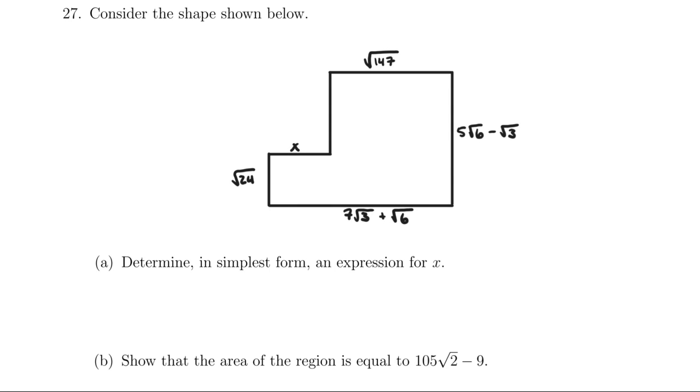Okay, so this question says, consider the shape shown below. And so there it is. And it says, determine in simplest form an expression for x. Okay, so x is this little bit right here. And assuming that these are all right angles here, then I think we can safely say that the entire length across here is 7 root 3 plus root 6.